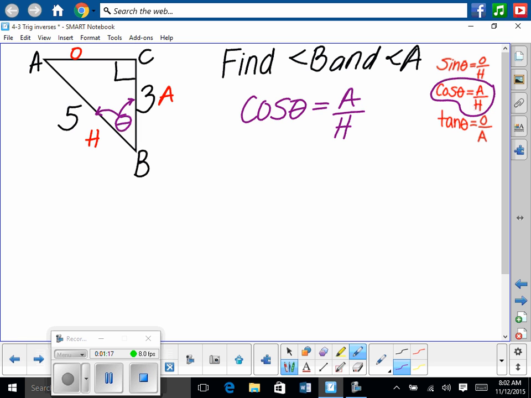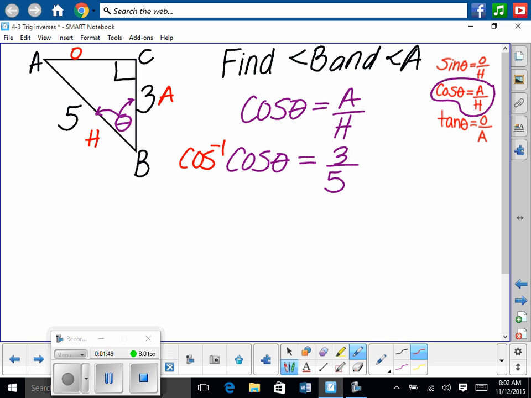And then you put in everything you know. This time we have theta still, so we have cosine of theta is equal to adjacent, which is 3, over hypotenuse, which is 5. And then from there, we're solving for angle theta, which is angle B, right, everybody? So then we just have to undo cosine. Now, because we're solving for an angle, we use the inverse. That's the only time we use an inverse, if we're solving for an angle. So we will take the inverse cosine.